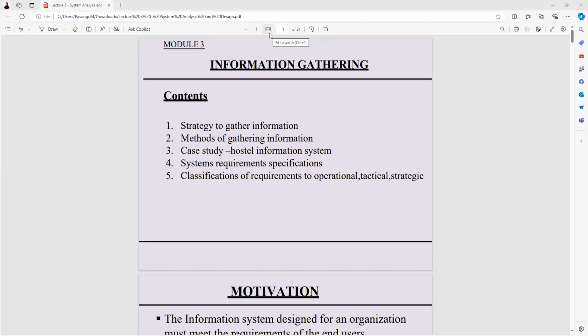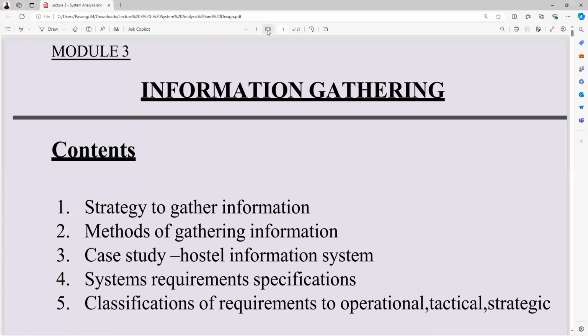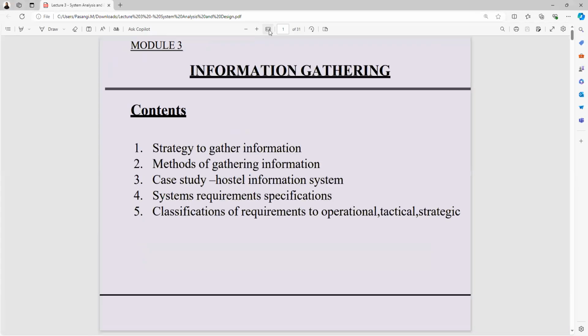So today we will be having our third lecture, which we call the information gathering lesson. This is the third lesson of the system analysis and design module. I hope you have all already gone through the first and the second lessons.